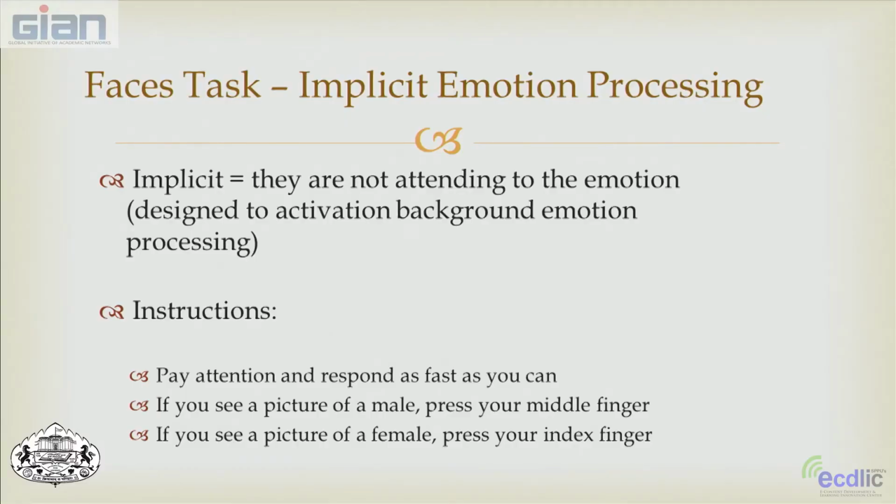So a reminder, the faces task that we looked at is the implicit emotion processing. Implicit meaning that they are not actually attending to the emotion. So this is designed to look at background emotion processing. The instructions to the person are: pay attention and respond as quickly as possible. If you see a picture of a male, press your middle finger. If you see a picture of a female, press your index finger.